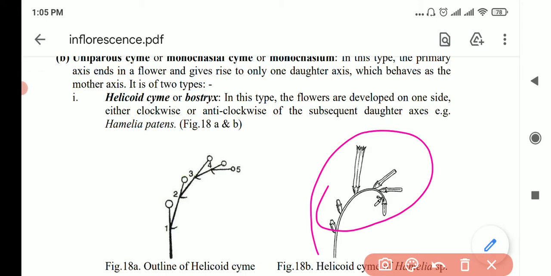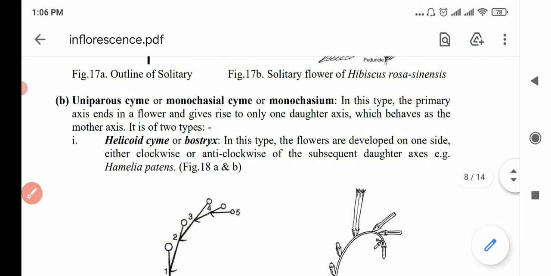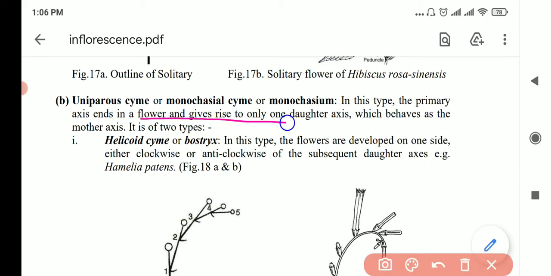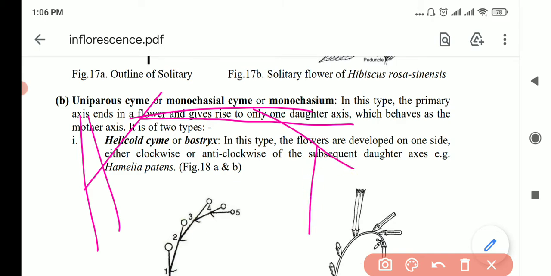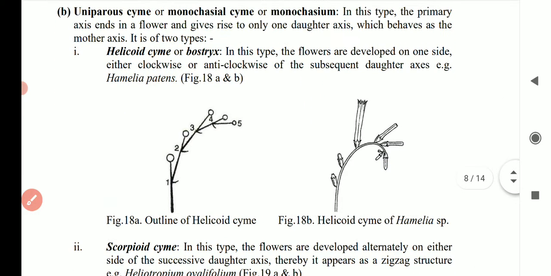This one, the one that I explained to you, was the helicoid type, helicoid cyme. Now uniparous cyme gives rise to only one daughter axis. So we saw one main flower axis that keeps giving rise to a daughter, then again a daughter, then again a daughter. The helicoid cyme I've already explained when I drew it. The example is Hamelia patens. Helicoid, Hamelia. You can remember Hamlet, helicoid, Hamlet, and then Hamelia.